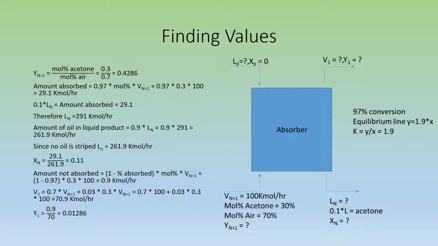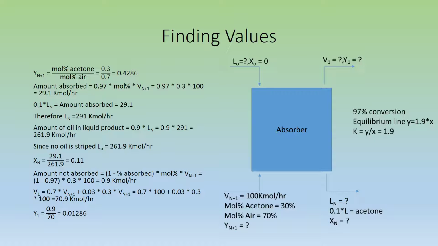They told us that the amount in the liquid, or the amount absorbed, is equal to 10% of the total concentrated liquor, so Ln is equal to 291 kilomoles an hour. The amount of oil in the liquid product is 90% of that, since 10% is acetone. Therefore, we get 261.9 kilomoles an hour of acetone-free absorbent. Since no oil is stripped, that is how much came in, so L naught is equal to 261.9 kilomoles an hour. Xn is equal to the amount of acetone in the product divided by the amount of acetone-free absorbent in the product, which is equal to 0.11.